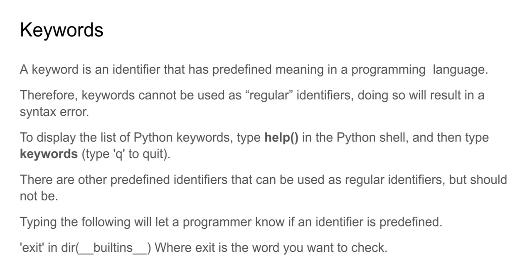Some identifiers are keywords. That means that Python has set up a predefined meaning for them, and they can't be used anywhere else. Keywords cannot be used as regular identifiers. Doing so will result in a syntax error. So if you try to use print as an identifier for a variable, it's going to kick up an error for you. The same thing if you use int, because int is a function, so you can't use that as a variable name. You can type help in the Python shell and then type keywords, and it will give you a list of all of the keywords in Python.